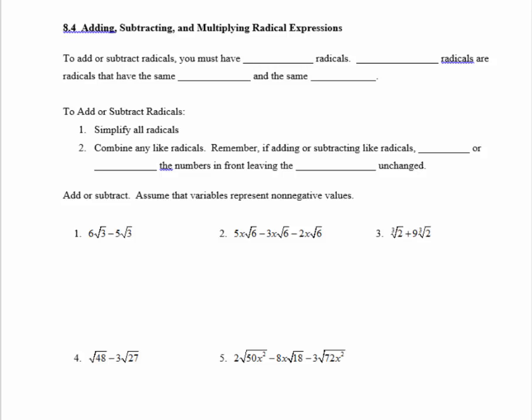Section 8.4, Adding, Subtracting, and Multiplying Radical Expressions. So to add or subtract radicals, you must have like radicals. What does that mean? Well, like radicals are radicals that have the same index and the same radicand. Remember, the radicand is the thing under the radical. So if we have the same index and the same radicand, we can add or subtract the radicals. But how do we do that?